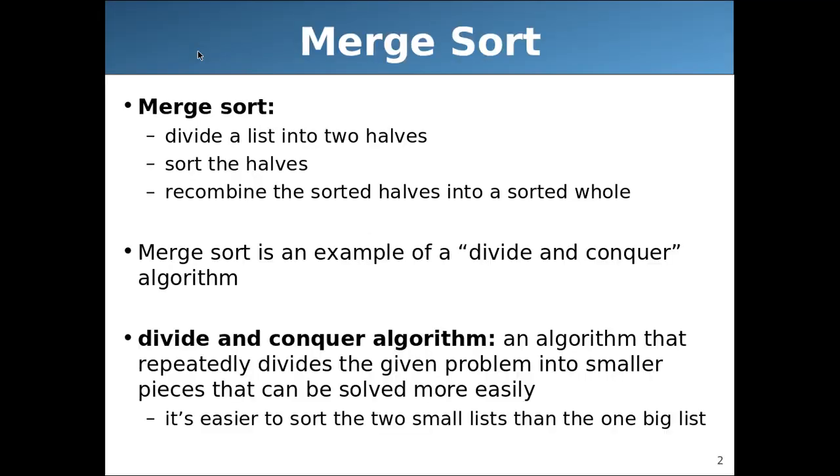Okay, so first we'll talk about merge sort. So the idea here is that we're going to divide the list into two halves, sort the halves, and then recombine at the end. But we do this recursively, so it's going to be two halves, and then halves of those, and then halves of those, until we get down to single numbers, and then we're going to recombine them together.